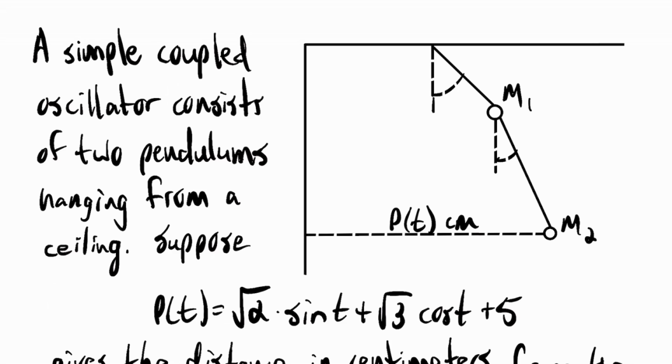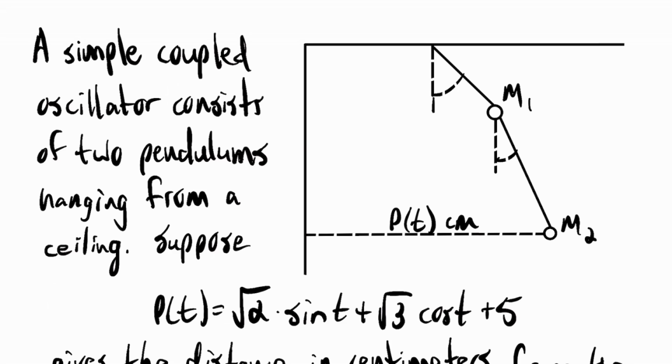We can't always just throw things into a calculator. Sometimes that works, sometimes it doesn't. And then at some point, you might be tasked with designing the calculator, so you have to know what's going on under the hood. So let's say we have what's called a simple coupled oscillator.